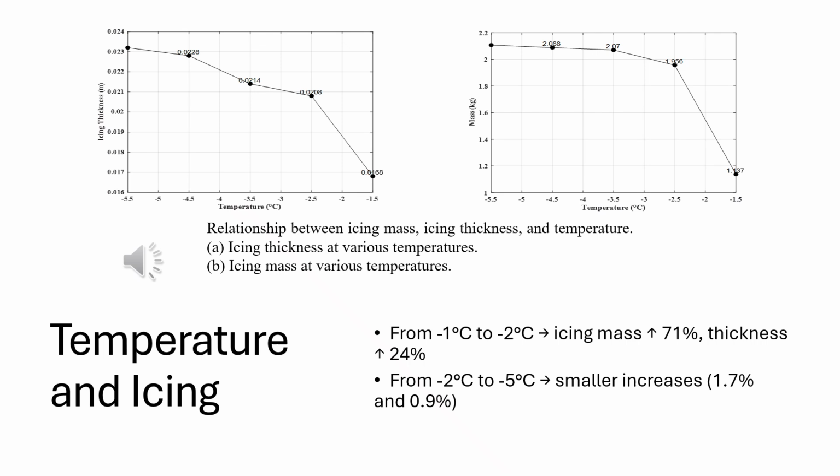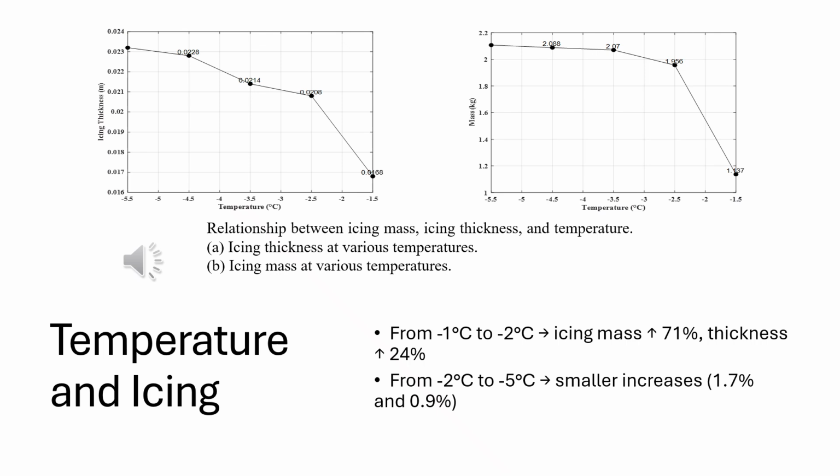From our analysis, when temperature drops from -1 degree Celsius to -2 degrees Celsius, icing mass increased by 71% and thickness increased by 24%. Interestingly, as the temperature drops further, say from -2 degrees Celsius to -5 degrees Celsius, the rate of increase becomes smaller. This means the most dangerous icing happens just below freezing, where the water is supercooled and highly likely to freeze upon contact. These results are shown in the graph to the right.